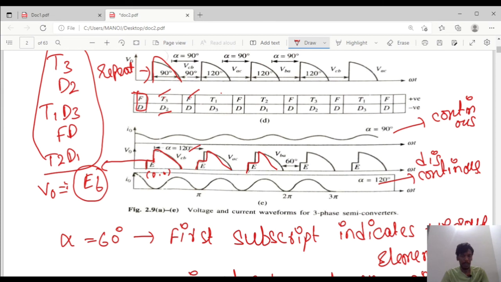This is the 120 degrees case where the load current will be discontinuous. Up to 120 degrees the load current will be continuous, but at 120 degrees, due to the diode conduction, the voltage becomes 0 and tends to be negative. So freewheeling diode action takes place. Due to the freewheeling diode action it holds the load voltage at 0. All the energy stored in the inductance is discharged through the freewheeling diode and it stops conducting. So the load current is discontinuous in the 120 degrees mode.